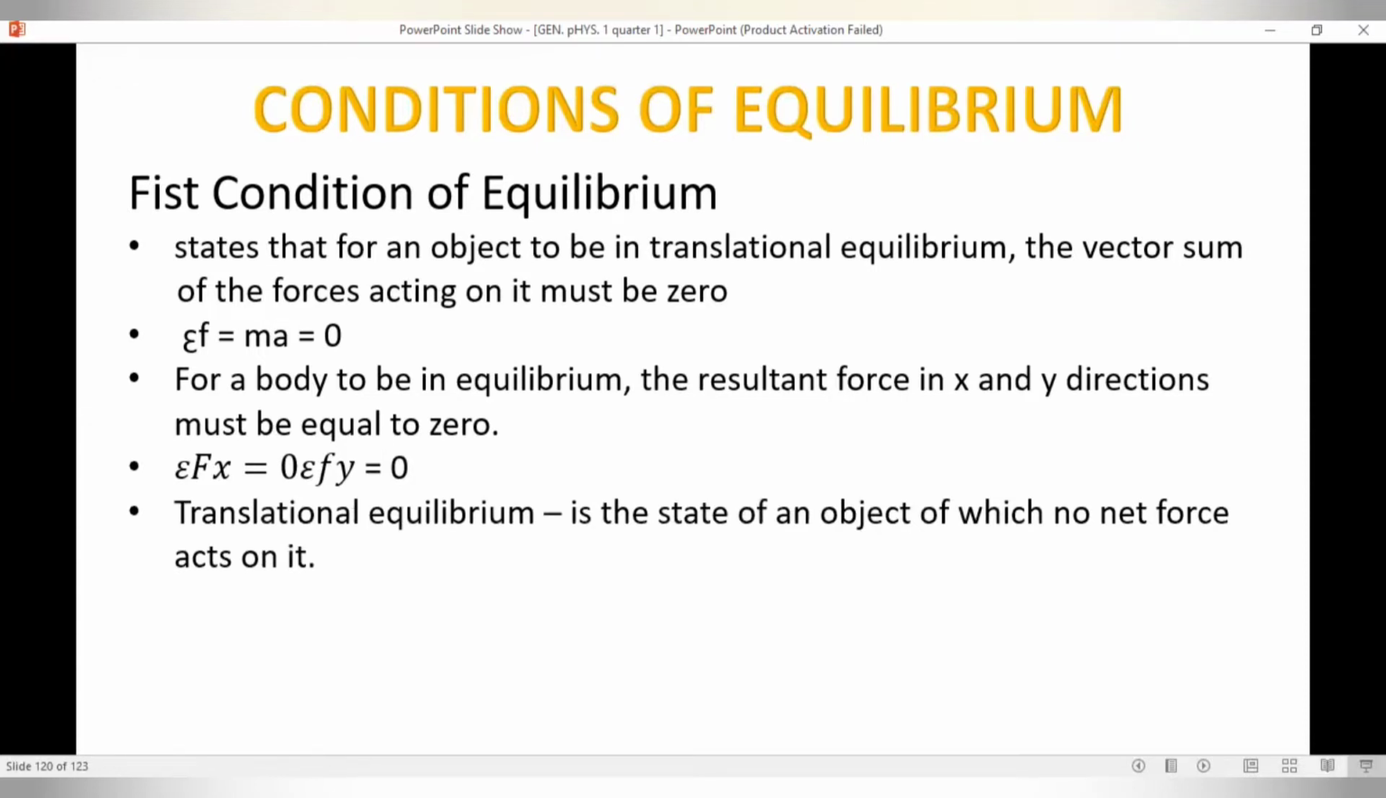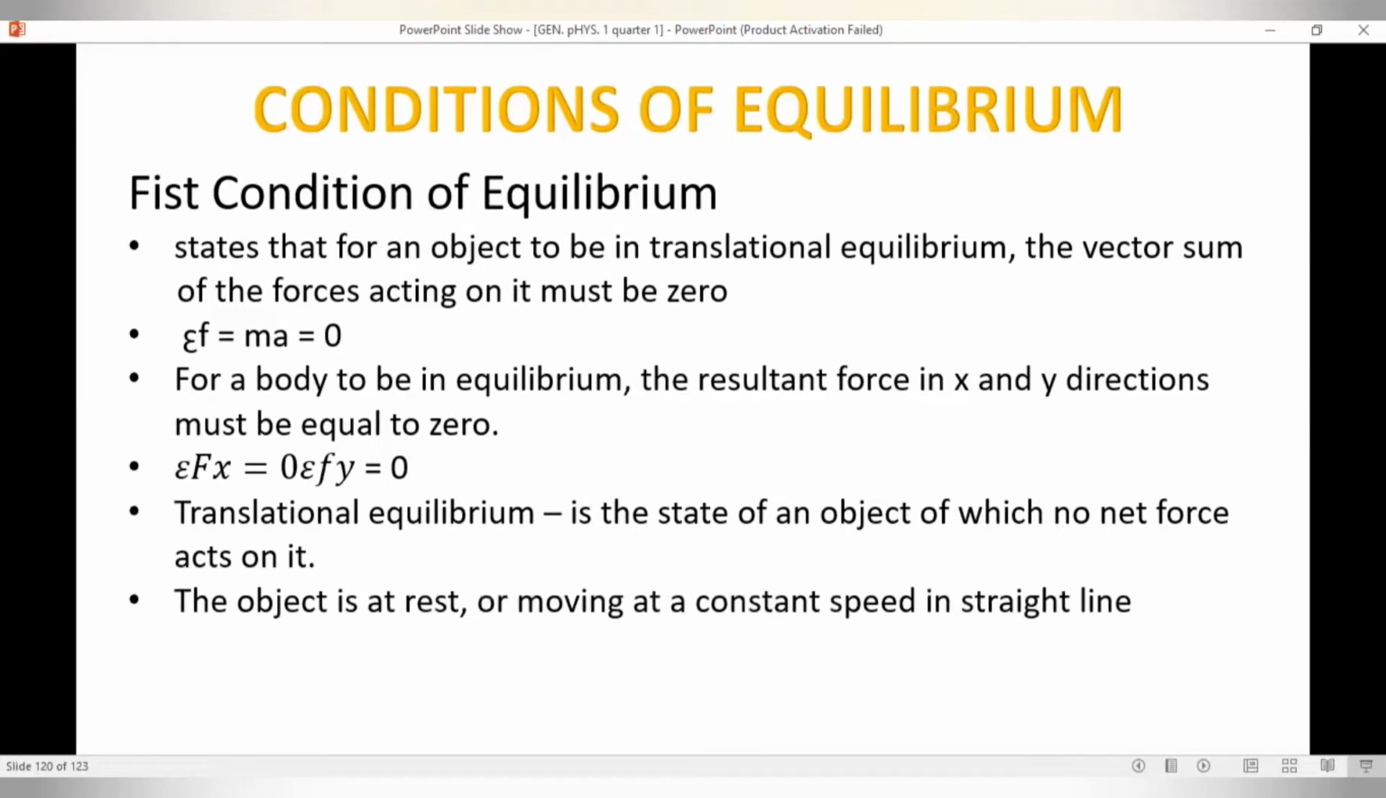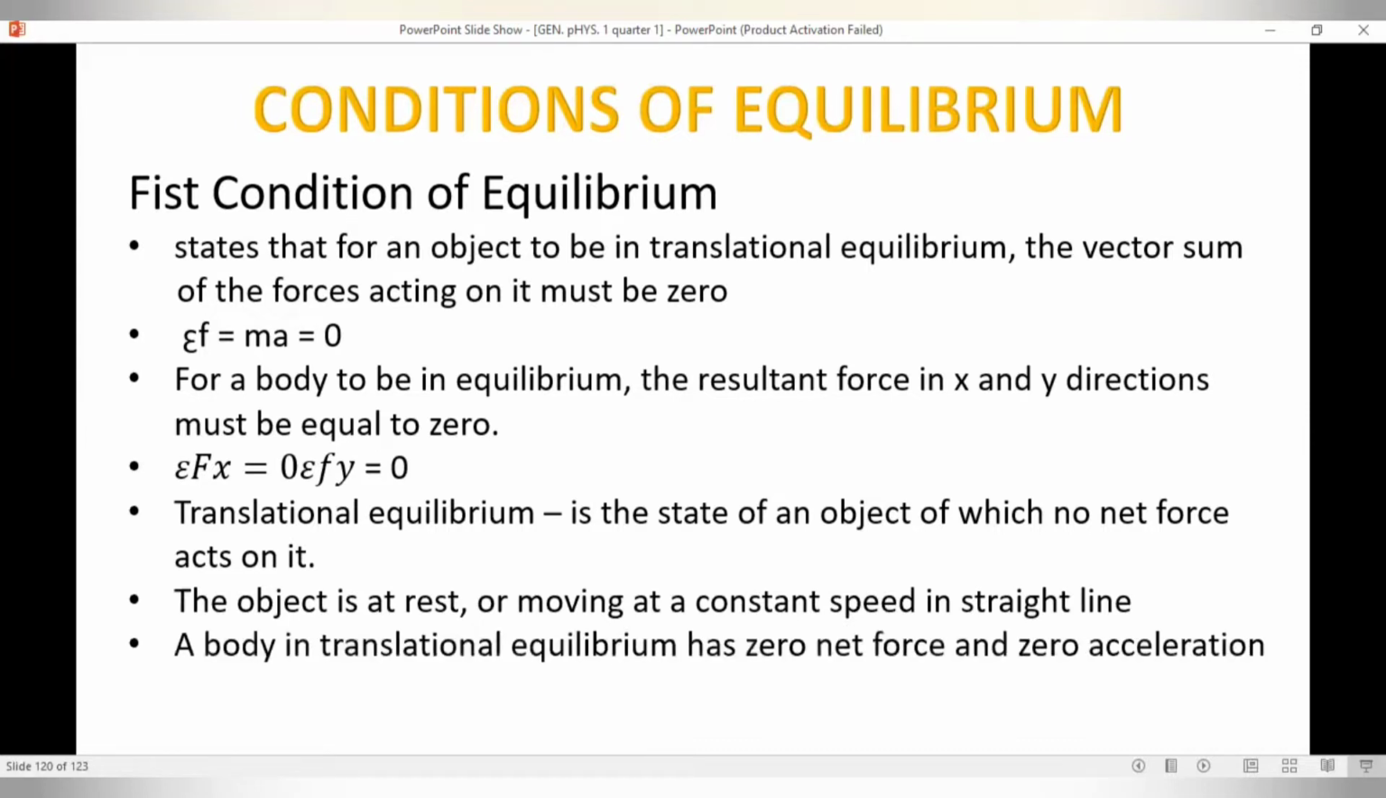Translational equilibrium is the state of an object of which no net force acts on it. The object is at rest or even moving at a constant speed in a straight line. A body in translational equilibrium has zero net force and zero acceleration. Take note of that. That's the first condition of equilibrium. Dapat zero yung net force at zero rin yung acceleration.